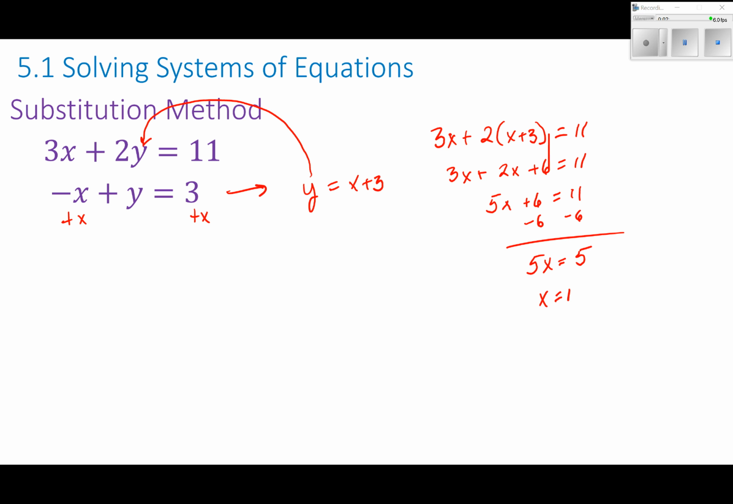Well, I want to figure out what x is and what y is. If I know x is 1, I could substitute in. This one's pretty easy to substitute into. If I want to find y, I know my x is 1, plus 3. That means y is equal to 4. So to solve this system of equations, the only place that these two lines would intersect would be at the point (1, 4).